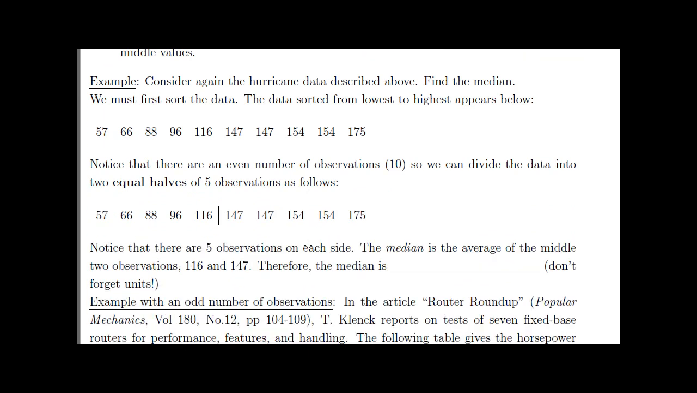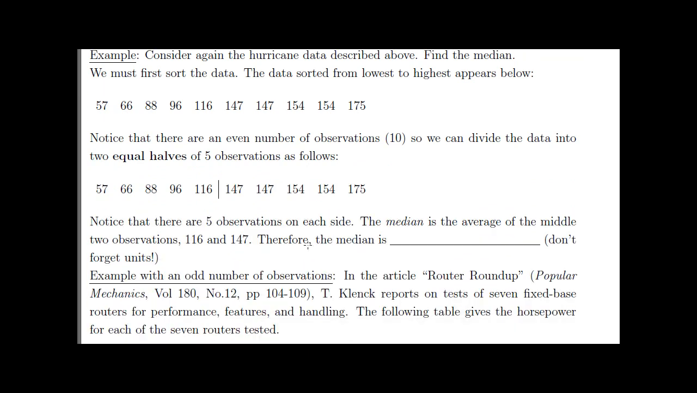I'm going to start out with the same hurricane data set, and so we have an even number of observations. We have 10 observations, so if I split that into half, I can do that in my head, but that's just 10 divided by 2, so 5. I want 5 observations on both sides, so I have 1, 2, 3, 4, 5, 1, 2, 3, 4, 5. Okay, so this is where it gets split into two halves, and we want to come up with an actual number.